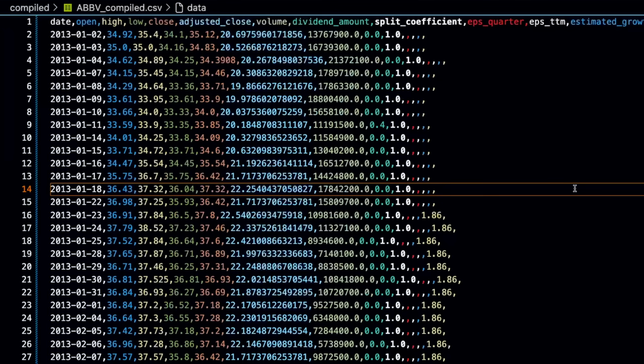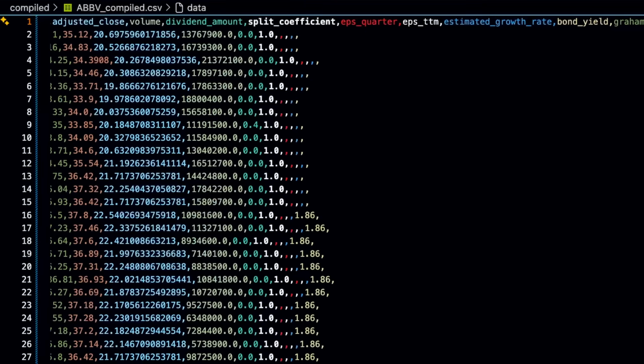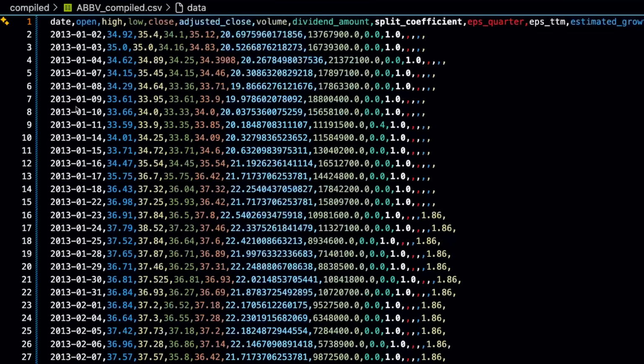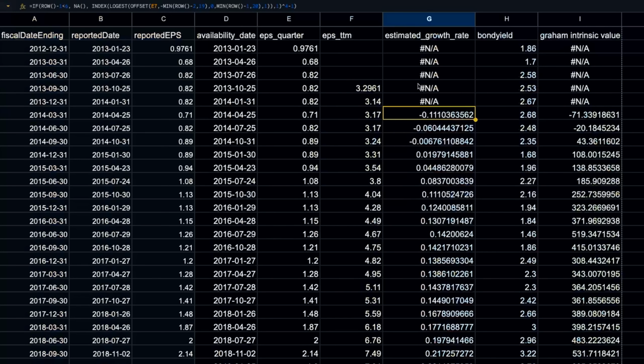Okay, so I've pulled up the stock ticker for ABBV. This is an output generated by our intrinsic value code. You can see at the top we have our date, open, high, low, close. Coming over here, we have our earnings per share for the quarter, trailing 12 months, estimated growth rate, bond yield, and the Graham intrinsic value. And what I've done is I've recreated this exactly in a different sheet, manually going line by line.